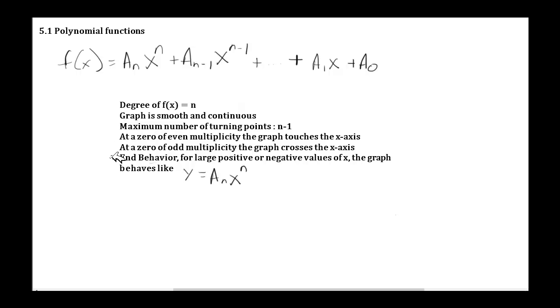And the end behavior, for large positive or negative values of x, the graph behaves like this first term with the coefficient. So that's why the degree is so important. This term will dominate all the other terms when we're looking at large values. So let's take a look at an example.